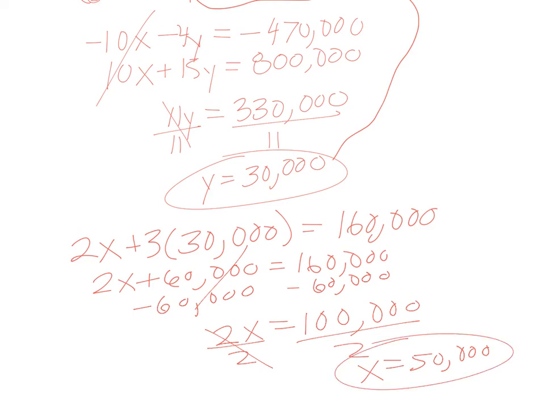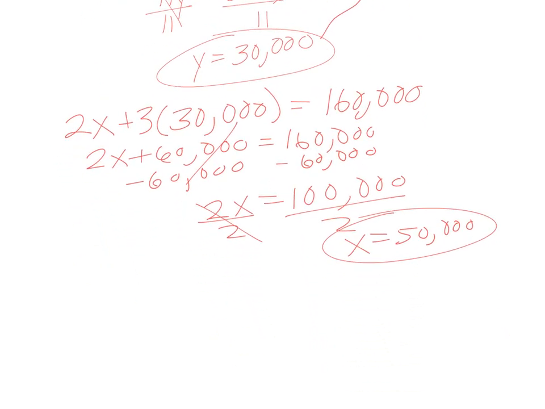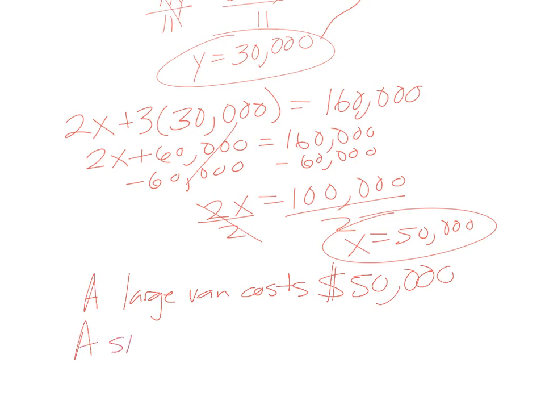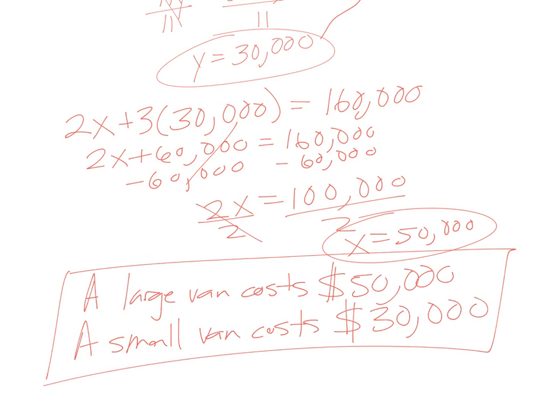So what's the price of the vans? x is for the large van. So a large van costs 50,000, and a small van costs 30,000. Alrighty, done with that problem.